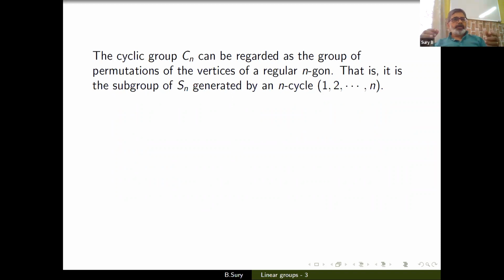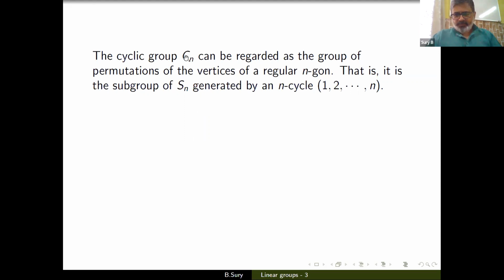Or if you want to think of it as a permutation of the vertices, then 1 goes to 2, 2 goes to 3, 3 goes to 4, and n goes to 1. So you are just rotating by e power 2 pi i by n. That is the action of Cn on this, leaving the regular polygon invariant. The effect is again the same; it does not change position.